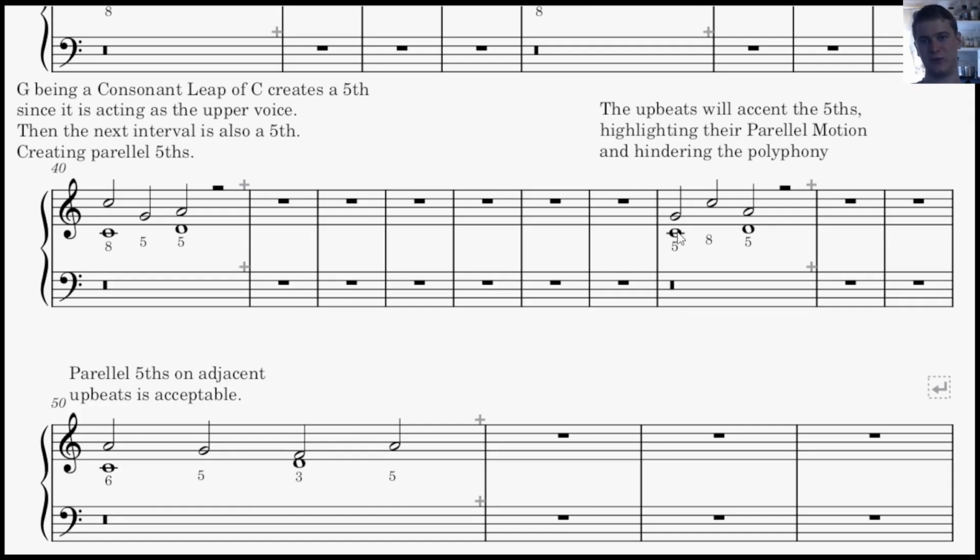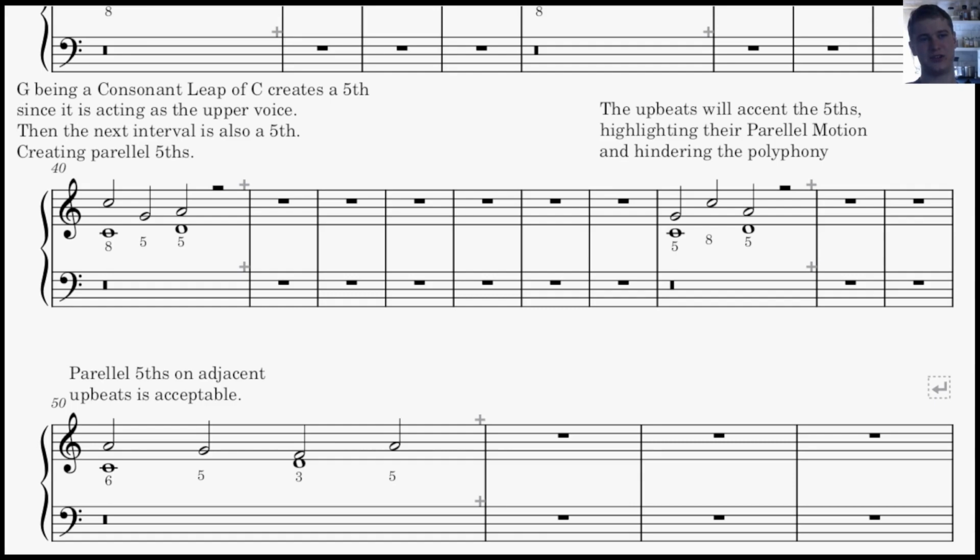In this next example, we can see we have the interval of a fifth on both of our downbeats. And because it's hitting on both those strong beats, the emphasized beats, it's still going to be creating the sound of parallel fifths. A counterpoint note, in this case the C in the middle of the two fifths, is not enough to distract the listener from hearing the two parallel fifths since they are on the downbeats. So avoid parallel perfect consonances on downbeats that are one after another.